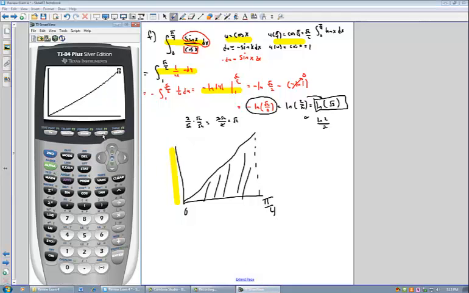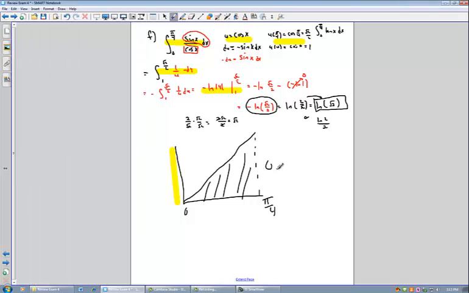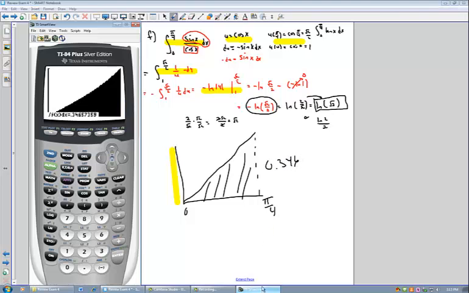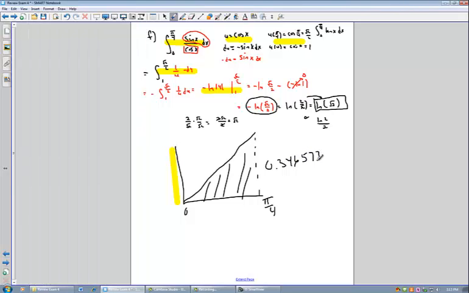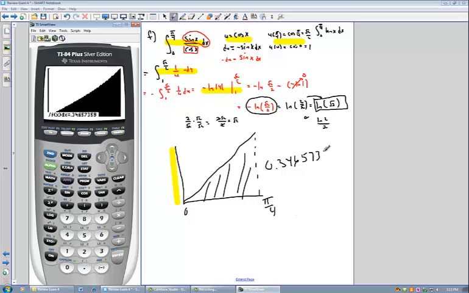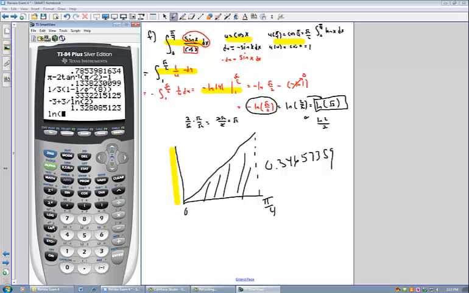Second trace, number 7. I'm going from 0 to pi over 4. It shades in that region and spits back a number, which is 0.3465735 and then there's 2 more there, 5 and 9. And I can check it. So second quit, ln, second root 2. Right there. And you get back the same answer, so it checks. Good. Now I'm done.